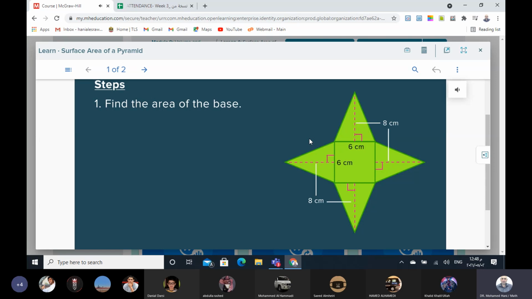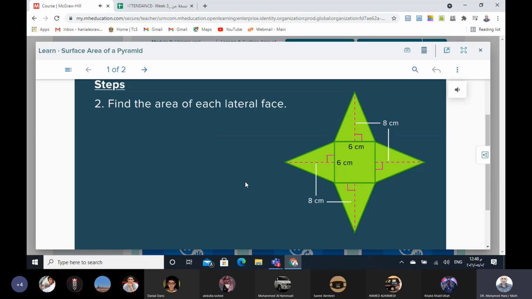First, find the area of the square base. Multiply length times width. So to find the area of the base, which is a square, we can write 6 squared, or we can write 6 times 6. 6 times 6 will be 36 centimeters squared.